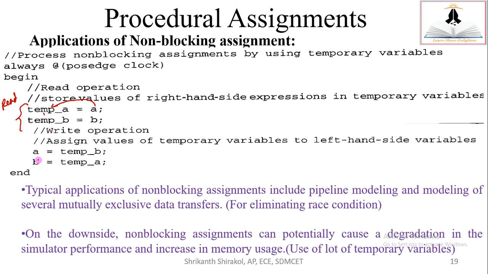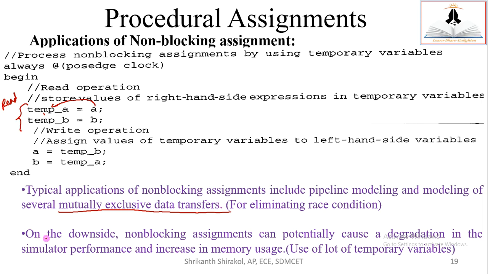The temporary register B value will be stored, and A will be assigned the temporary register of B, and B is assigned the temporary register of A. So this is how the non-blocking assignment statement works. Typical applications of non-blocking assignments include pipelining and modeling of several mutually exclusive data transfers. Swapping is one example of mutually exclusive data transfers. It means you give and in return I take from you. That's the meaning of mutually exclusive.